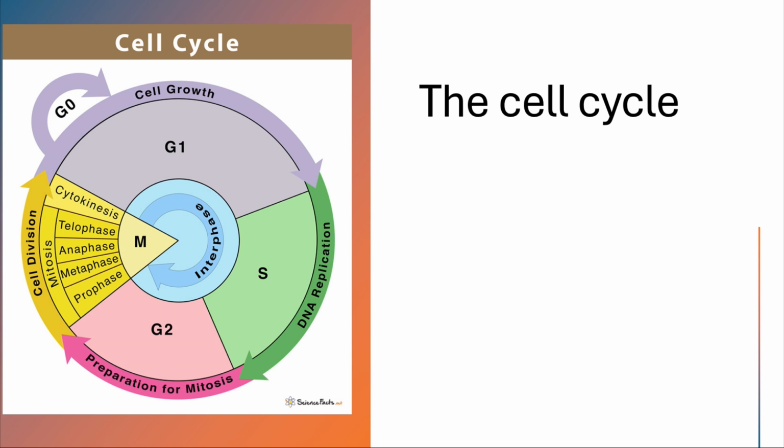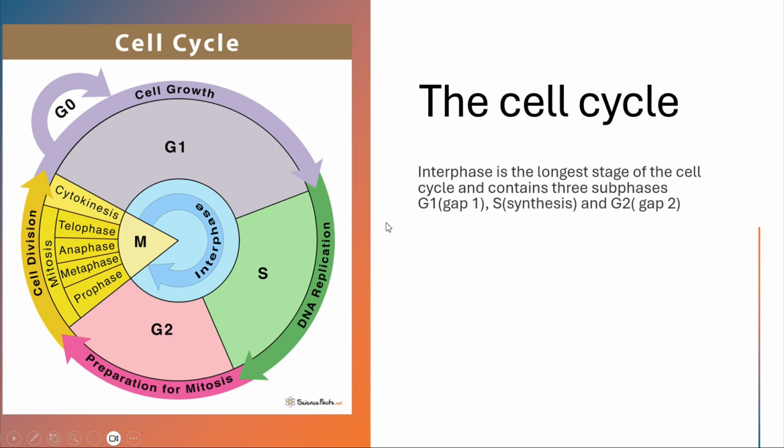Interphase is like the preparation phase. Now, for interphase, we've got three different parts: G1, S, and G2. G1 is mainly cell growth, S is the DNA replication, and G2 is preparation for mitosis. So let's talk about interphase first. Interphase is the longest stage of the cell cycle and contains three subphases.